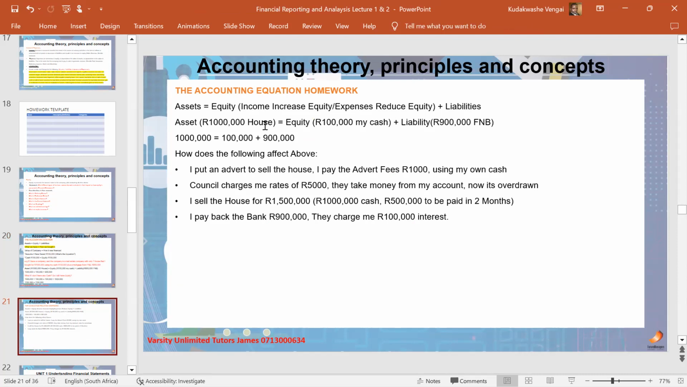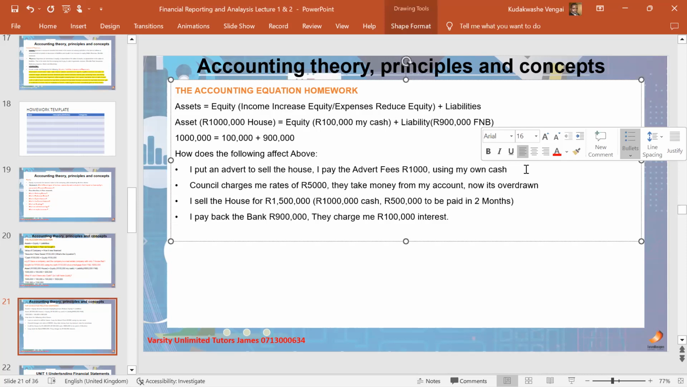So again, same concept. We've got an asset worth 1 million rand, which is the house. And then we've got equity, which is the money that I contributed to buy the asset, the 100,000, and liability, which is the loan that I took from FNB, which is 900,000 rand. Remember, I started the business, right?